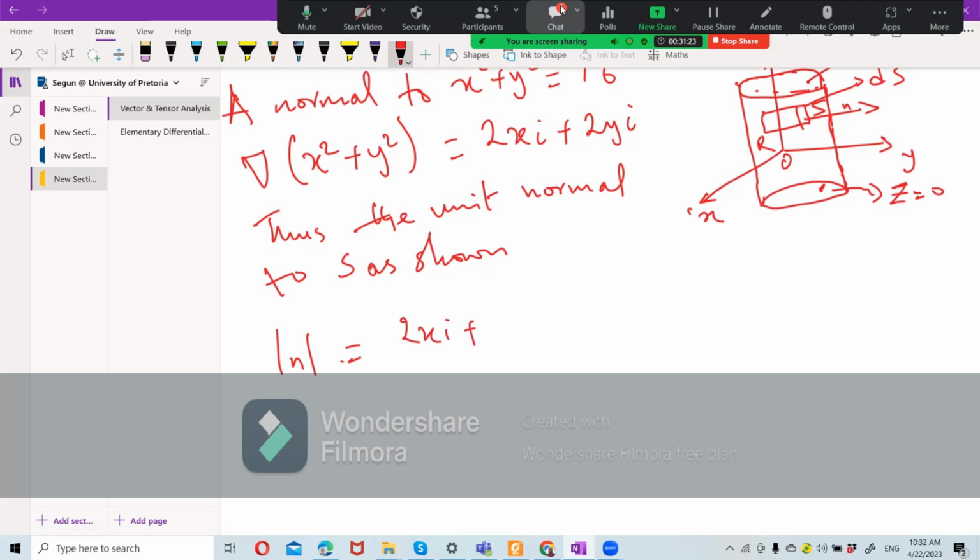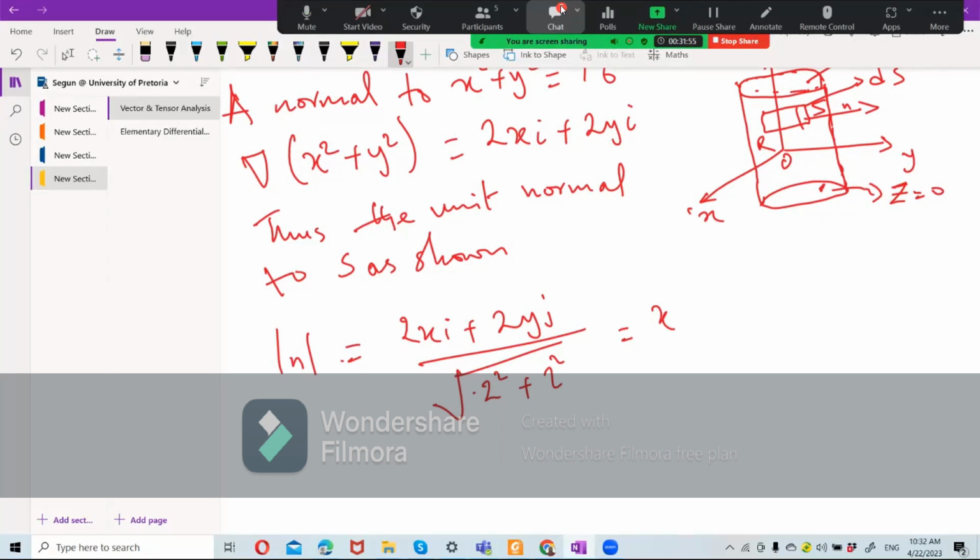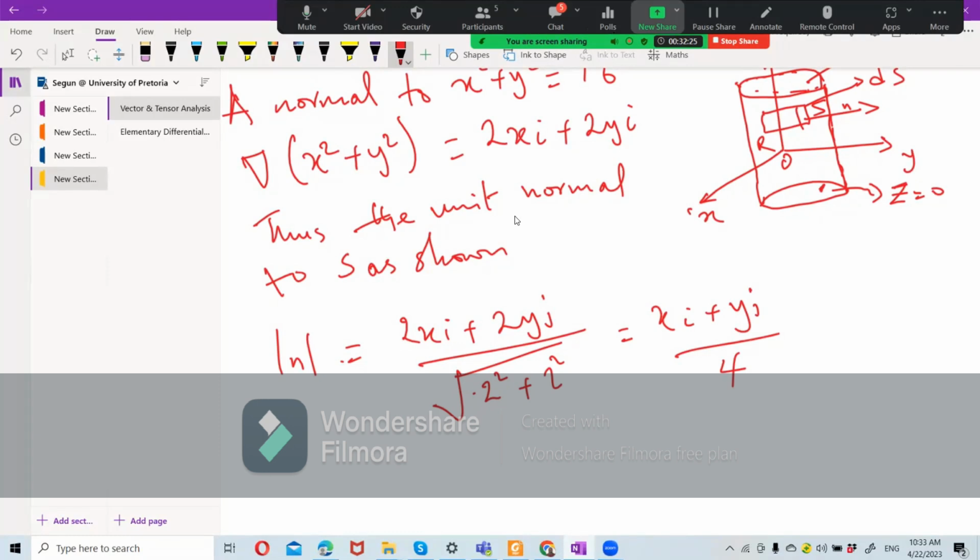That's 2xi plus 2yj divided by the square root of what? Of 2 squared plus 2 squared. Is it 2x squared or 2 squared? No, 2 squared. 2 squared plus 2 squared. So at the end of the day, you have xi plus yj over what? Over 4. Am I right? Because 2 squared is 4, this is 16. Am I right? Yes, sir. The answer is 4. Good. But that's not the case where we are going.